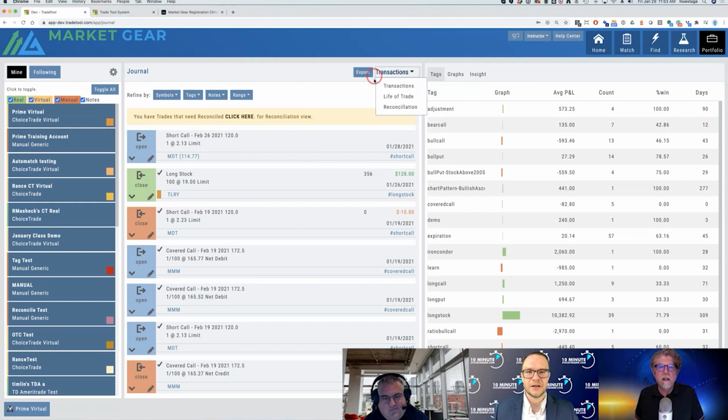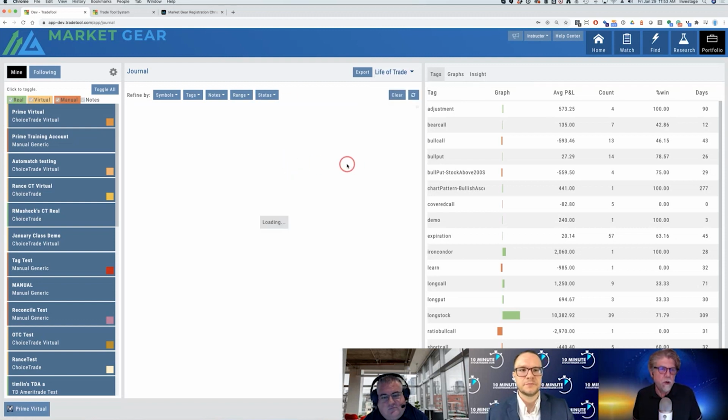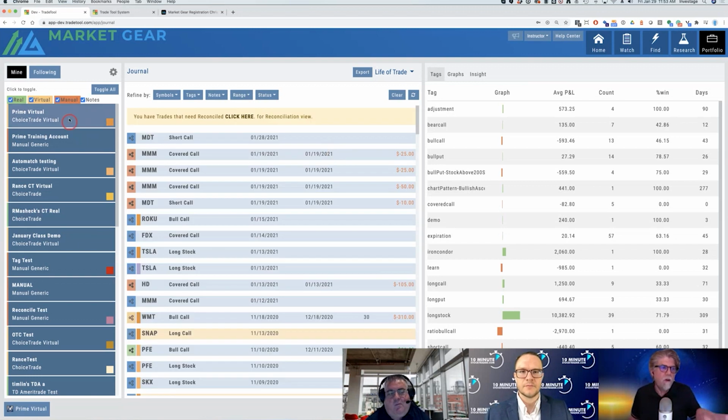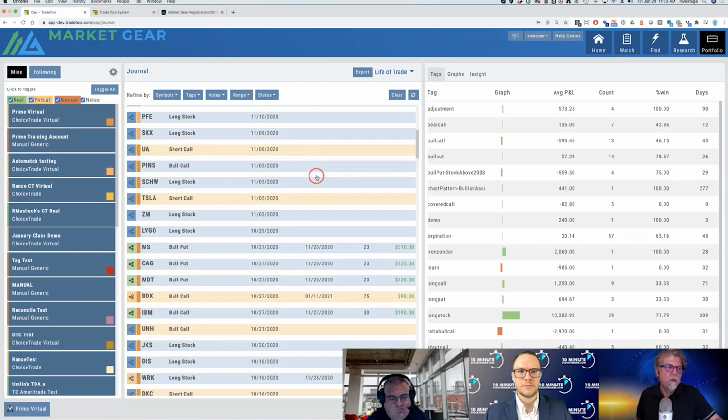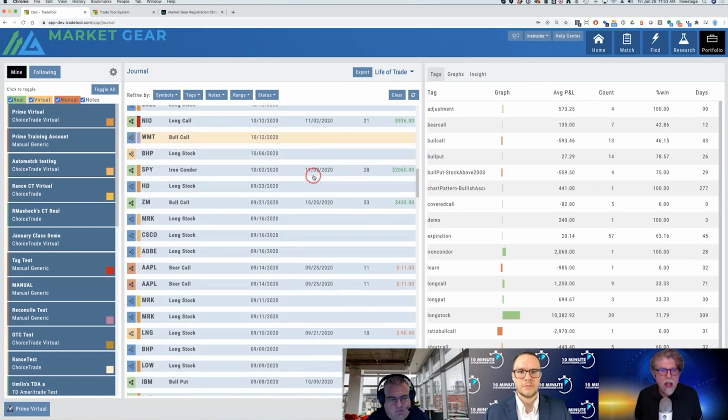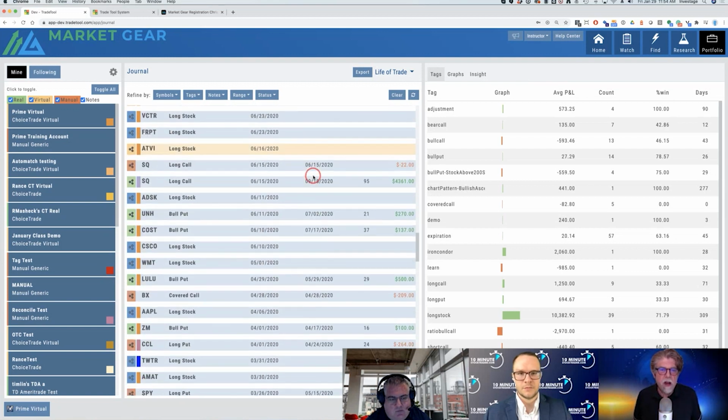So what this has in it, let me go to Life of Trade because it's kind of a better way to view it. I have all my accounts over here on the left. I have a bunch of accounts, more than most people have, because some of this is for testing. Let me go down to where we have some closed out. All of these that have a number on the right show me a closed out trade. I bought it on 6/15, closed it on 9/18. It was in it for 95 days, and I made $4,000 on it.